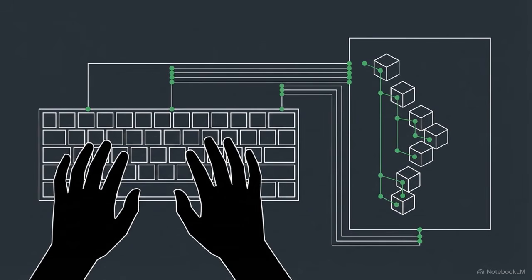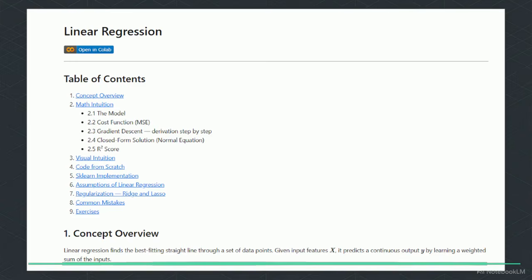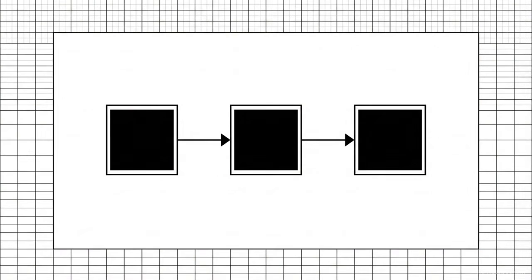To see exactly how this works, we can zoom in on the notebook for linear regression, an algorithm that finds the best-fitting straight line through a set of data points to predict a continuous output. The notebook always starts by grounding the algorithm in a plain English overview. It tells you exactly what the model does and when you should use it, before throwing any formulas at you.